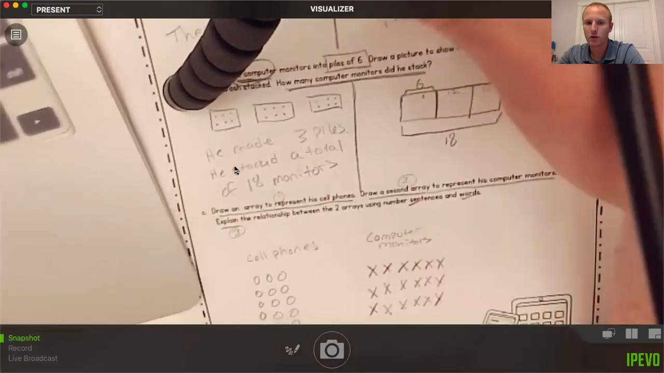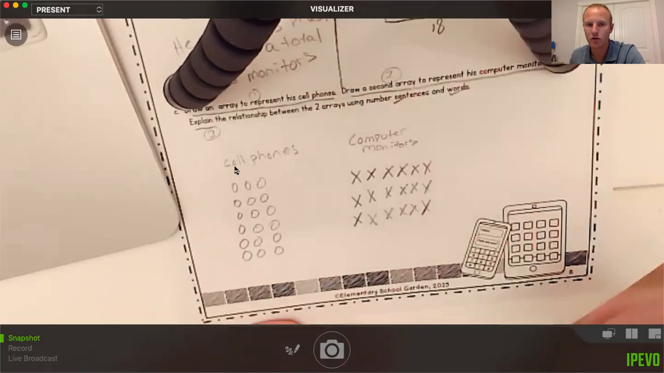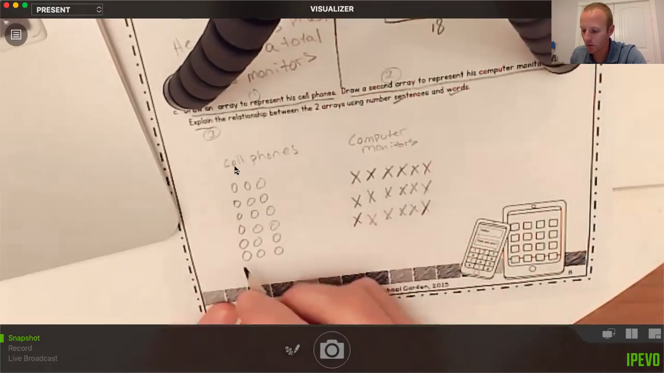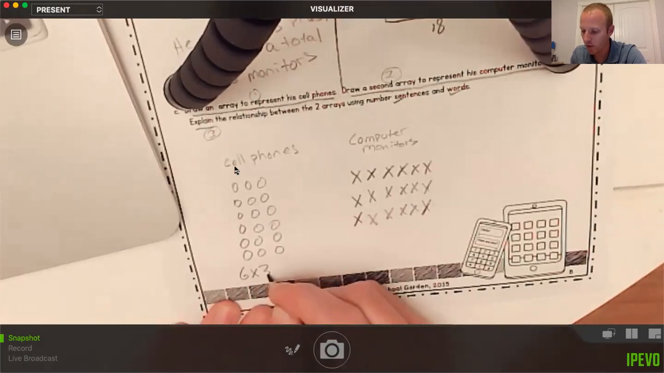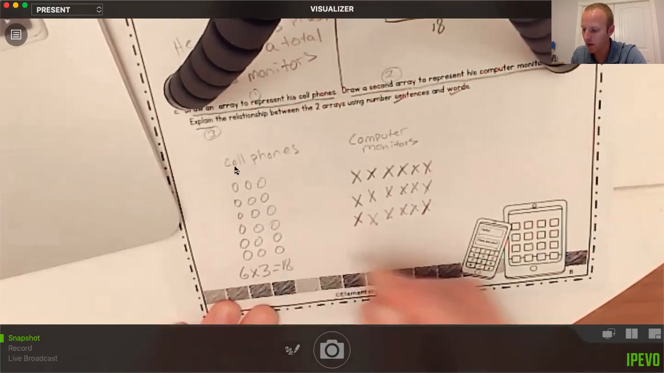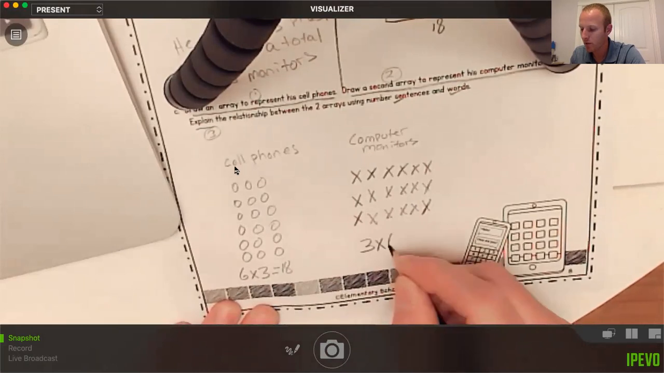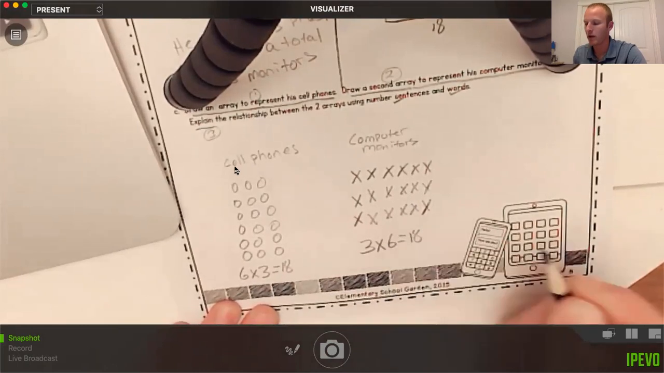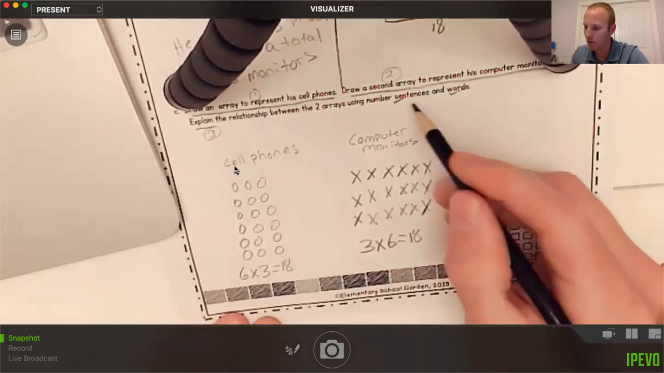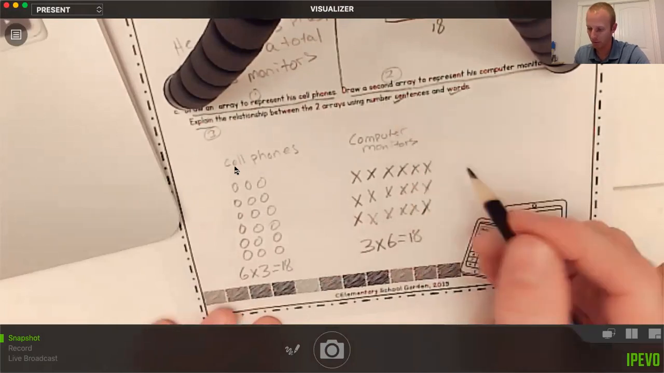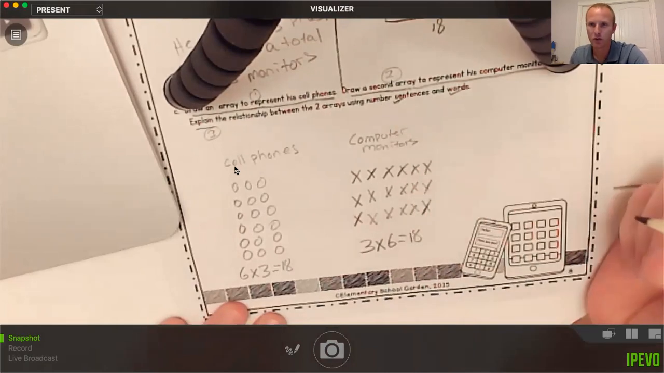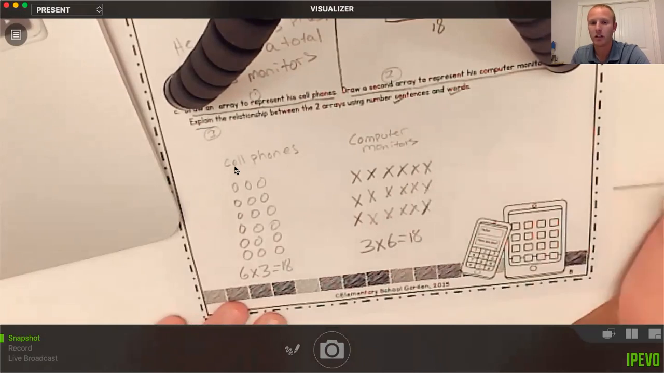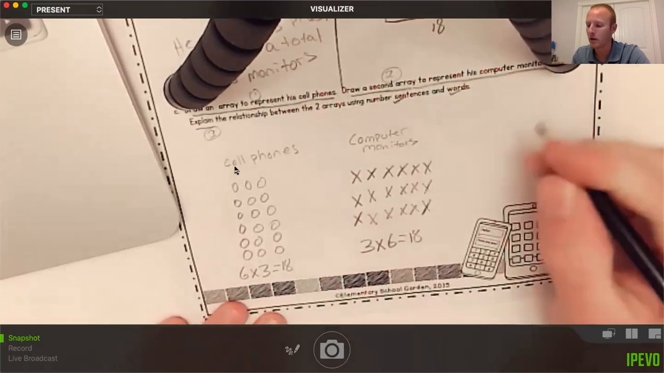So I have my 2 arrays here. Let's get a better look at that. I have a 6 times 3 equals 18 array, and I have a 3 times 6 equals 18 array. So I've now used number sentences to help me a little bit, but I could also use some words to really explain. And there are some key terms that I probably should include in here.